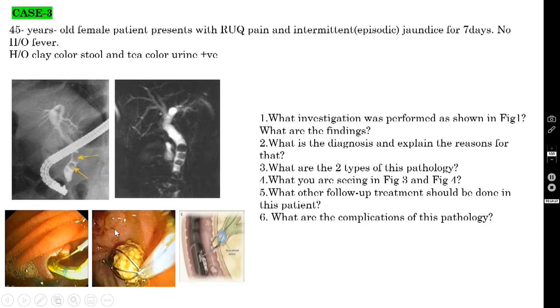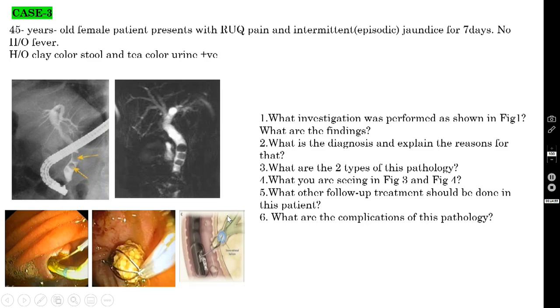This is called CBD stone extraction. Either you can use this Dormia basket, or if you don't have the Dormia basket, you can use this balloon. This is called balloon sweep. This is the ERCP scope, a side viewing scope. You can see it here. Through that you introduce this balloon inside. After introducing it into the sphincter of Oddi, into the CBD, you inflate it and then pull it down.